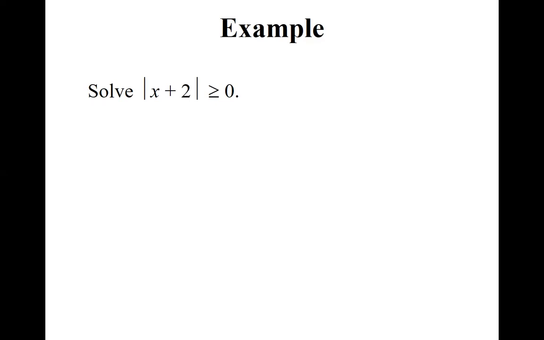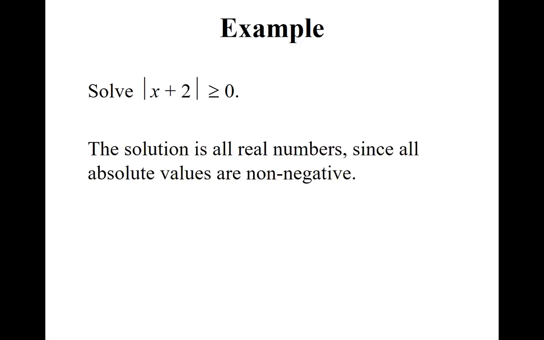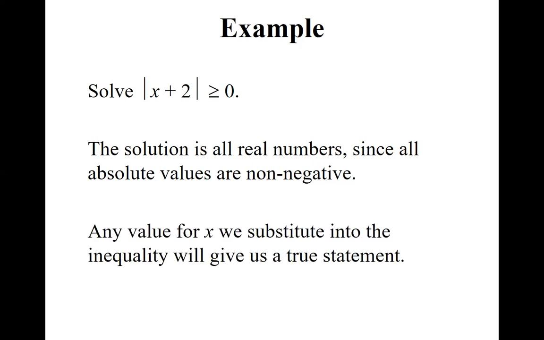One of our trick problems. The absolute value of x plus 2 is greater than or equal to 0. Well, remember, the only big rule about absolute value is that an absolute value can never be negative. It can always be greater than or equal to 0, though. All absolute values are greater than or equal to 0. Since this is always true, the solution is all real numbers. Any value for x that we would substitute into the inequality will give us a true statement.